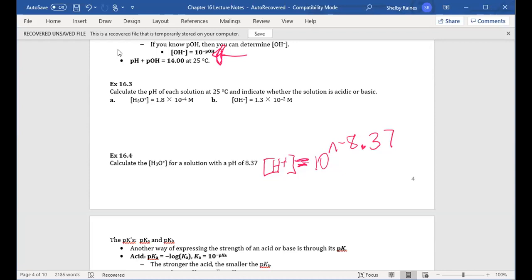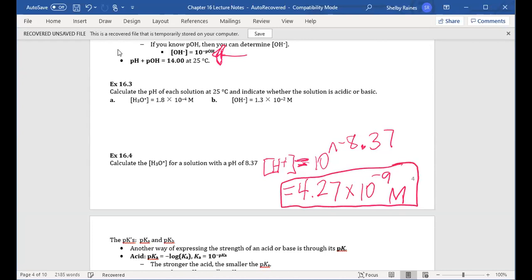Negative 8.37. And I got my hydrogen ion concentration to be 4.27 times 10 to the negative 9th. And of course, that's molarity. Okay, so that's how you would take your pH and find a concentration from it. We could do the same thing with pOH for a hydroxide concentration if we were given it.